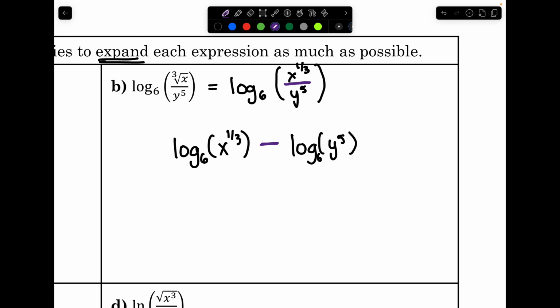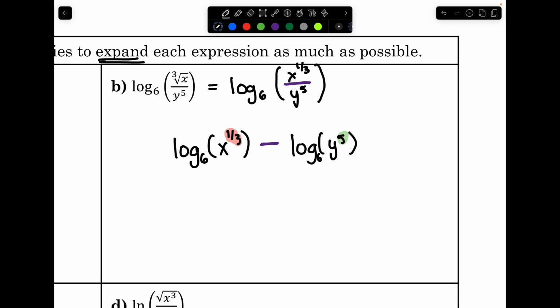So you can use this little mnemonic device, again, this visual aid, to recall when you're supposed to subtract when you expand them, and when you need to add when you expand. So multiplication will add, in this case division will subtract. Now, applying today's property, the power property, I can now pull these exponents on each individual input value of the log, and multiply them by the respective numbers.